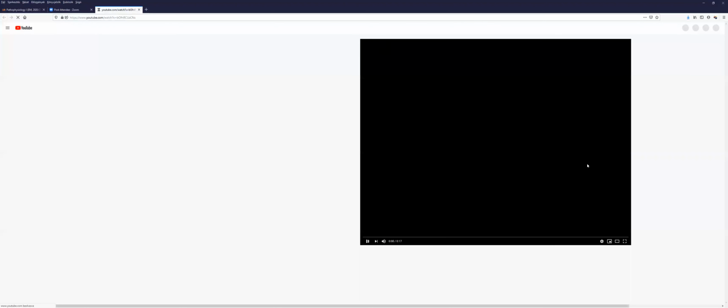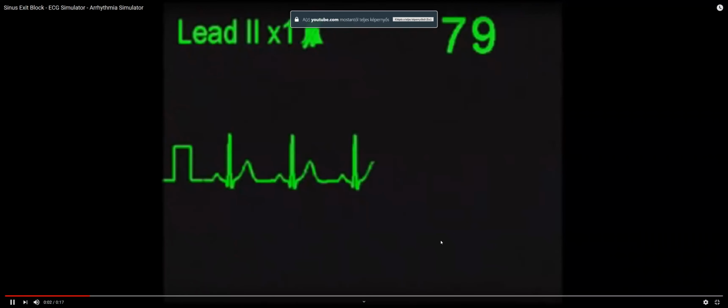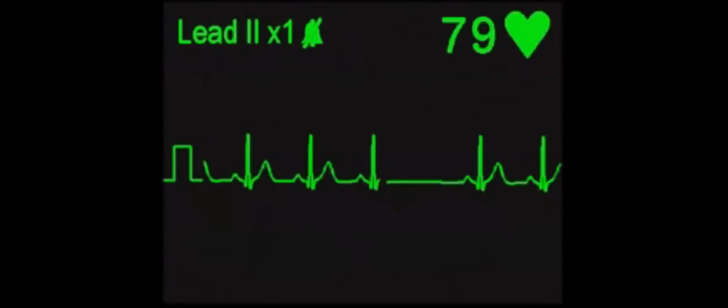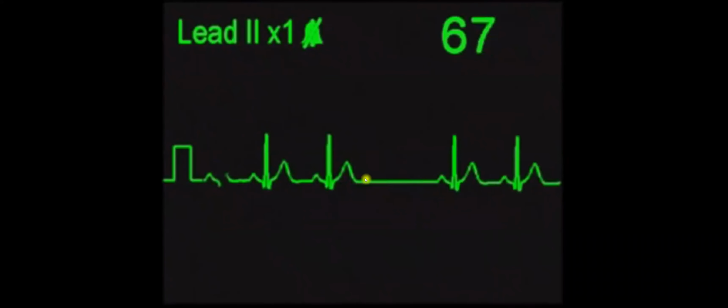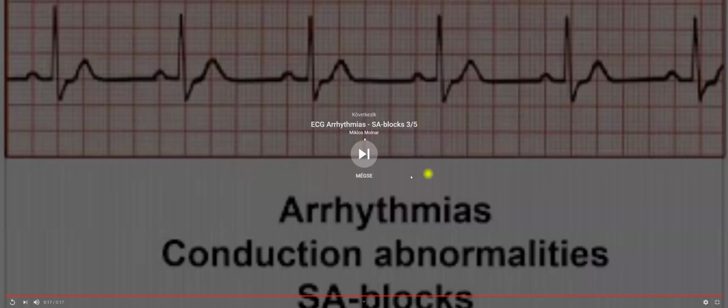Let's look at what we have here. That's a third degree, possibly? Or this is not a third degree, that's a second degree. See? When we do have normal conduction, and after that we don't have a P wave, that's an SA block, a second degree SA block. Okay.